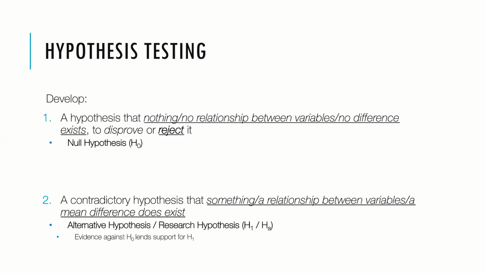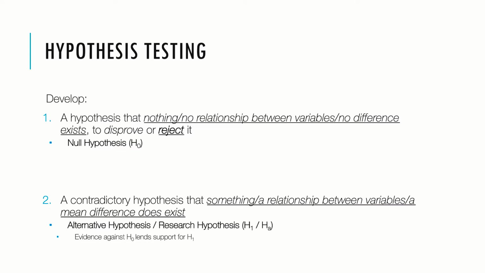This initial hypothesis that nothing exists, that no relationship exists, is called the null hypothesis. No relationship, null, no, null. That's how you remember it. It's our initial hypothesis. Next, you develop a contradictory hypothesis known as the alternative hypothesis or research hypothesis. That hypothesis is that something does exist, or a relationship does exist between these variables, or a mean difference does exist, right? And what you do with this alternative hypothesis is you put it at the tails of the distribution.